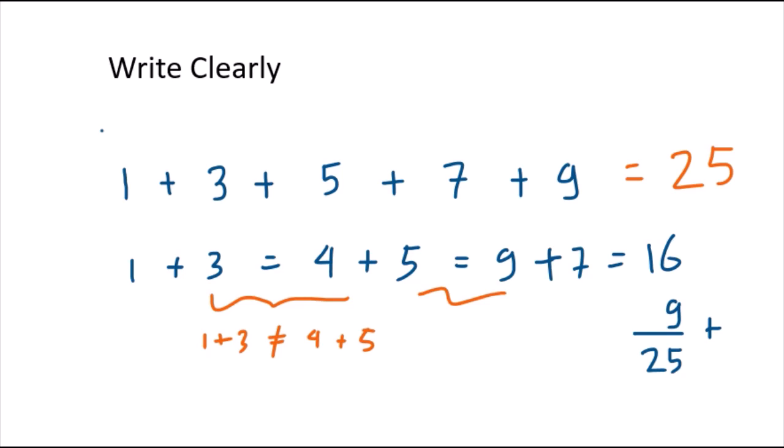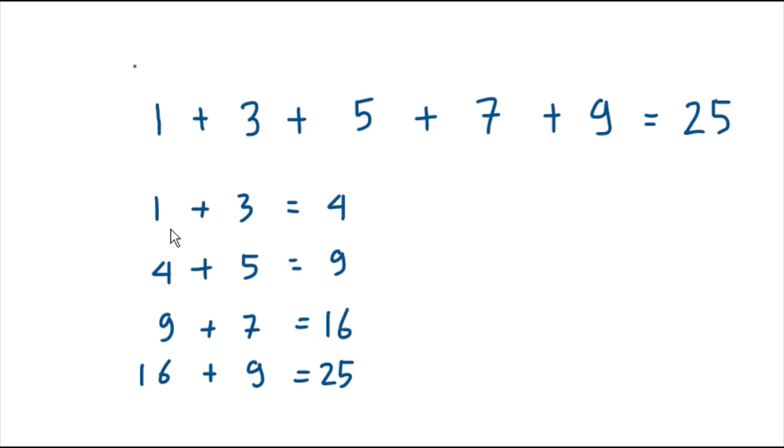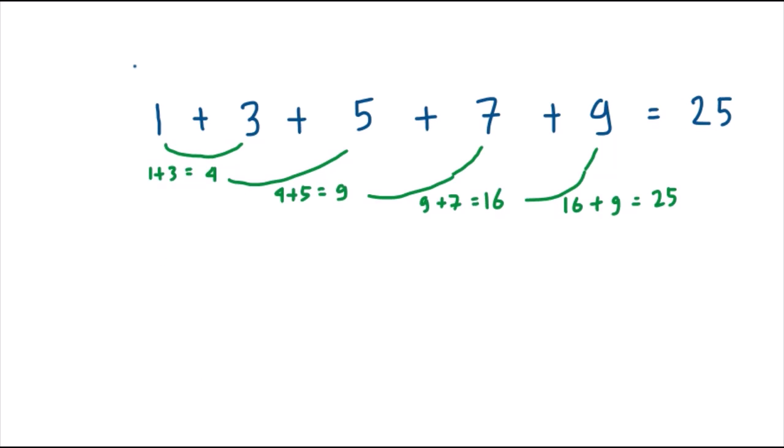A better way of writing would be something like this. So 1 plus 3 is 4, and then the result 4 plus 5 becomes 9, 9 plus 7, and so on. So this is a better way of writing. Or maybe something like this: 1 plus 3 is 4, and 4 plus 5, the result is added to the next number, 9 plus 7, and this is also a good way of writing.